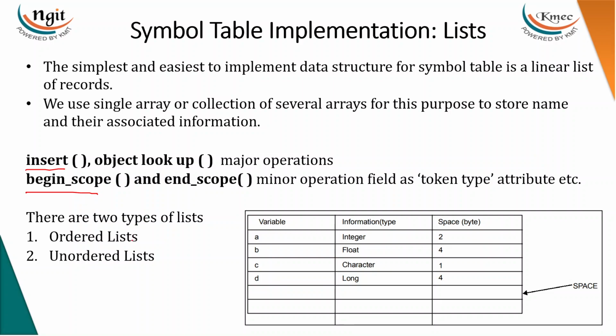One is ordered list and unordered list. So this is the general structure of the symbol table. What are the variable information and the space or the size required to execute it? And they are not limited, guys. You can add any number of fields to it. And already we have inserted 4 records, and this is the empty space. Later in the program, if you have some other variables, you can insert there, right?